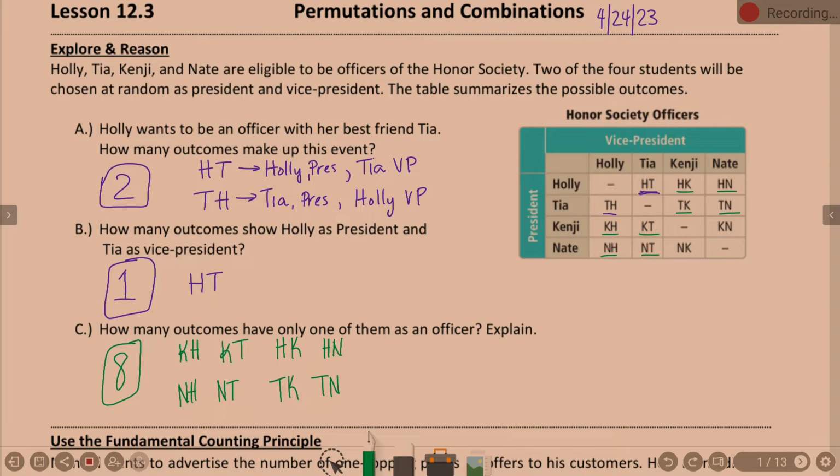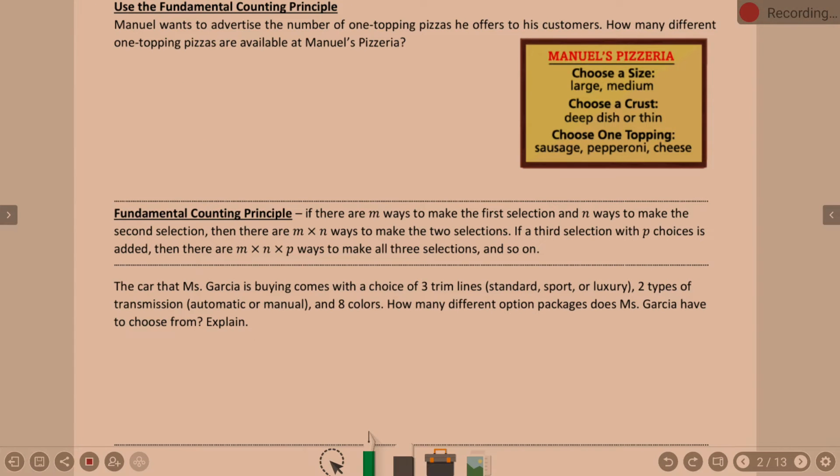The fundamental counting principle. I am guessing you talked about this back in, I don't know, middle school, if not Algebra 1. You've talked about it someplace. You don't necessarily know it by name, but you like it when you get to use it because it makes life a lot easier. So let's look at this example with it.